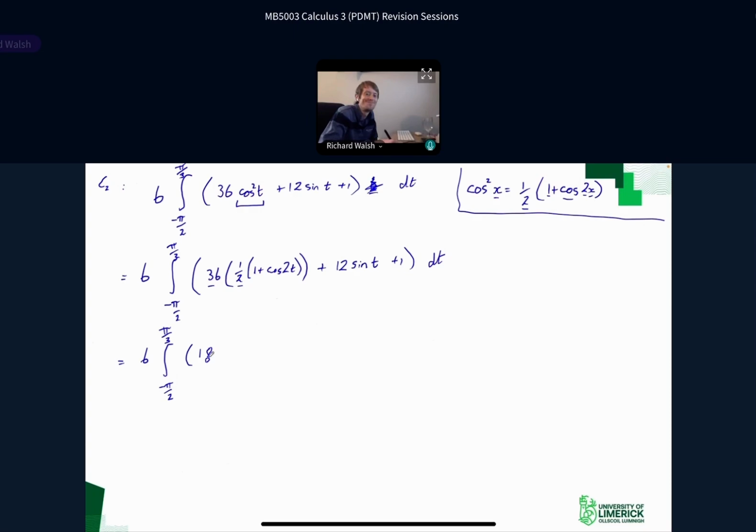18 times 1 plus cos of 2t plus 12 sine of t. Sorry about this, folks. 12 sine of t plus 1. And I can multiply in the 18 as well. So I haven't done any integration yet. I'm just basically changing how it looks for the purpose of integration.